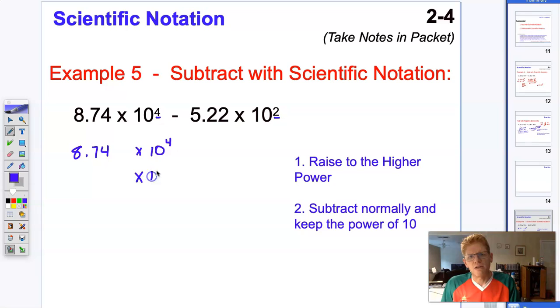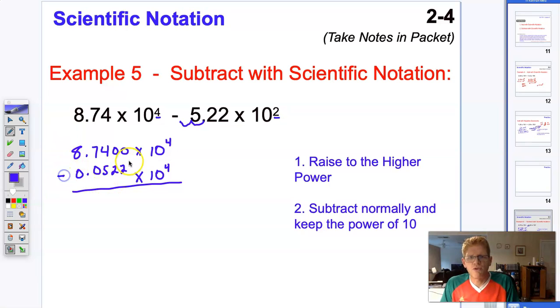So we'll write down 10 to the fourth, and in order to do that, we're going to have to shift our decimal place 2 spaces to the left, which will give us 0.0522 times 10 to the fourth. And I'm going to go ahead and add these zeros in up here. That doesn't hurt anything, those trailing zeros. Then I'm going to just subtract as normal.